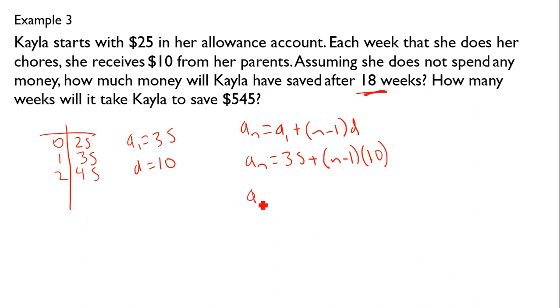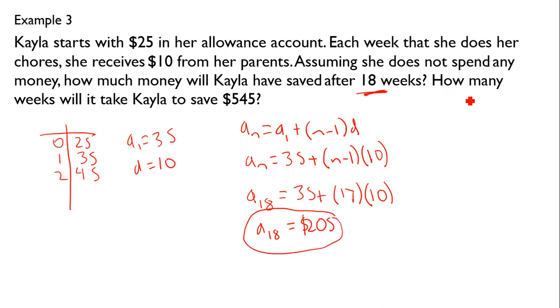So 18 is our n, so a sub 18 equals 35 plus 18 minus 1, so 17 times 10. So 35 plus 170. So I'm getting that she would have $205 at that point. All right, second part of this problem. How many weeks will it take for Kayla to save $545?